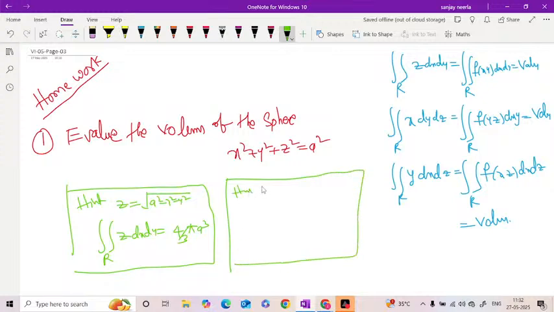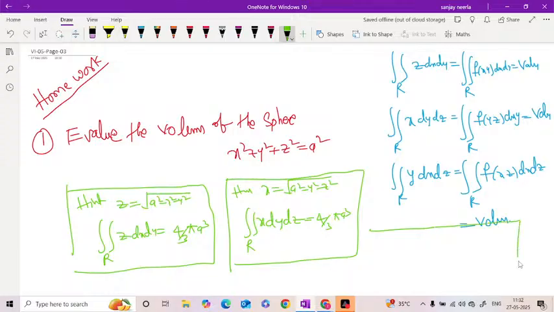Second one, you can take x is equal to under root of a square minus y square minus z square. You have to compute the double integral x dy dz. Definitely we will get 4 by 3 pi a cube only.